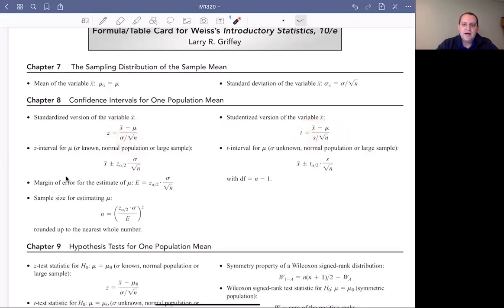And likewise, the confidence interval will be the same. You replace the z's with t's, you replace the sigma with s. Other than that, everything's the same. And again, just keep in mind that which t-distribution you're going to use depends on your degrees of freedom. Your degrees of freedom is going to be n minus 1.